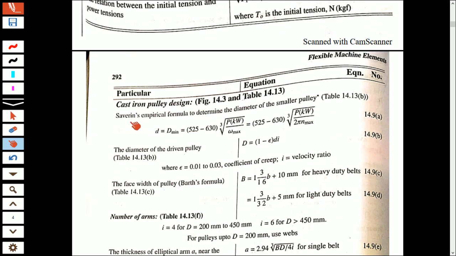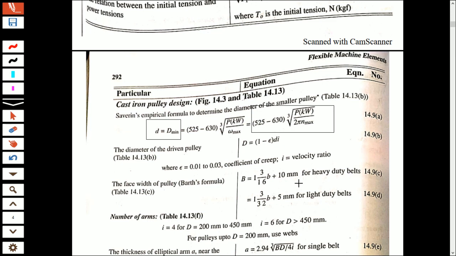See, Saverin's empirical formula is given over here. What exactly does this do? It calculates the diameter of the pulley. This is a very important equation. It is used for the calculation of the smaller diameter of the pulley. So you have 525 to 630 cube. You can take any value between 525 and 630 cube under the root of p by 2 pi n max.